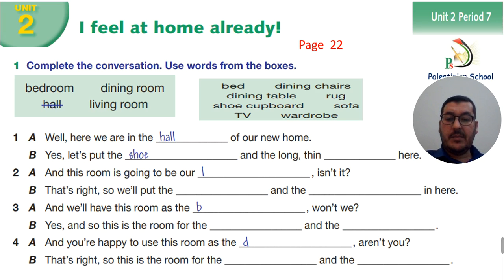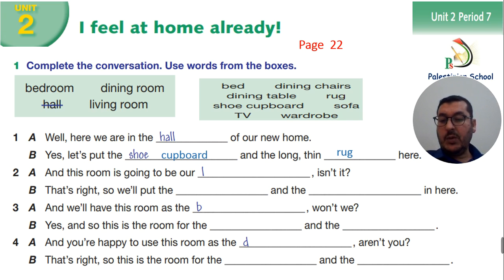Yes, let's put the shoe cupboard and the long thin rug here. Number 2, and this room is going to be our living room, isn't it? That's right. So what will we put in the living room? We can put the TV and the sofa in here.